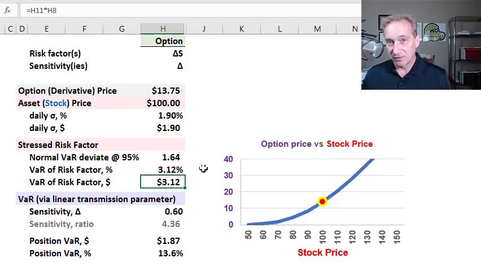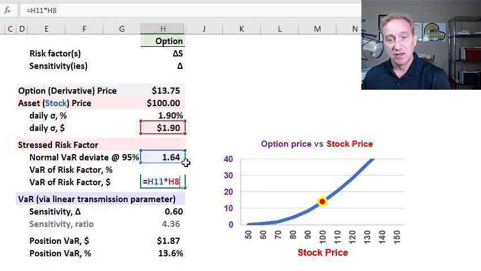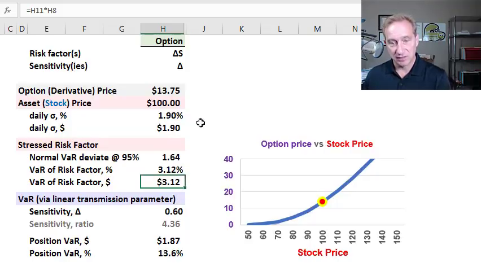This doesn't yet answer for us the question of what's the VaR of the option position, but it is a valid VaR of the risk factor. What we mean here is that, conditional on this distributional assumption, on 5% of days, we would expect the stock price to drop more than $3.12. So that's the VaR of the risk factor. All I've got is the $1.90 multiplied by the 1.64 normal deviate. And so I think of that as a stressed or shocked change to the stock price.